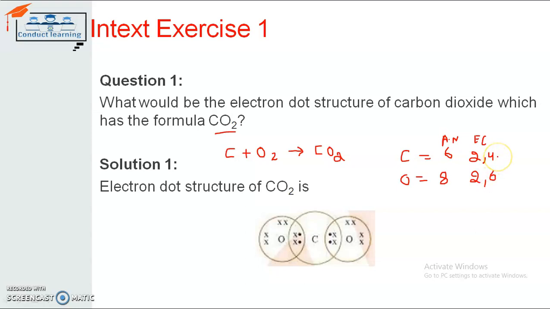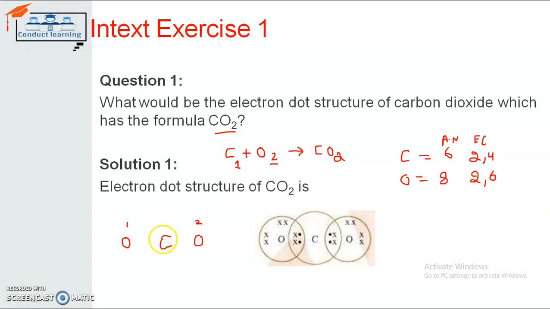So the valency of carbon is 4, because it needs 8 electrons in the L shell to complete an octet. Accordingly, we can design its electron dot structure. The carbon is the center one, making covalent bonds with 2 oxygen atoms. So we take 1 carbon atom and 2 oxygen atoms: this is the first oxygen atom, this is the second oxygen atom, and this is the single carbon atom.